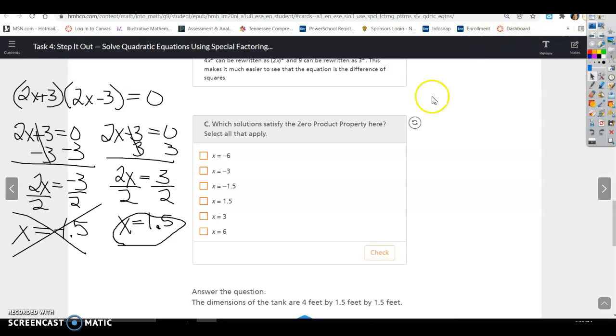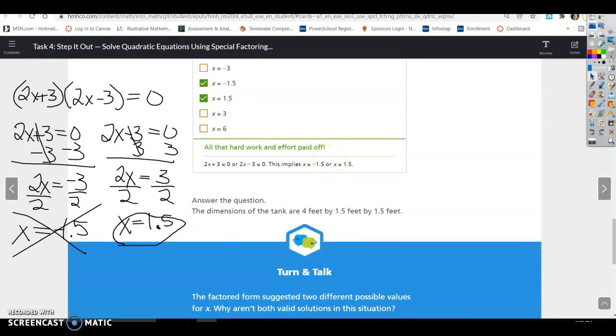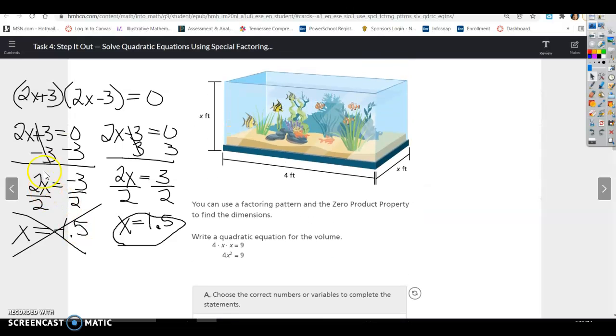All right, so it says what solutions satisfy the zero product property? So negative 1.5 and 1.5 both satisfy the zero product property. But in real life, the dimensions of the fish tank would be 4 by 1.5 by 1.5. Again, you're not going to have a negative distance. And since two of the dimensions are x, here's x and here's x, these are going to be the same distance. So we know it's going to be 1.5 feet.